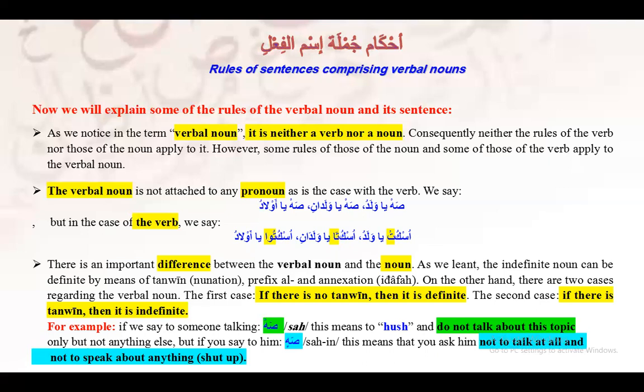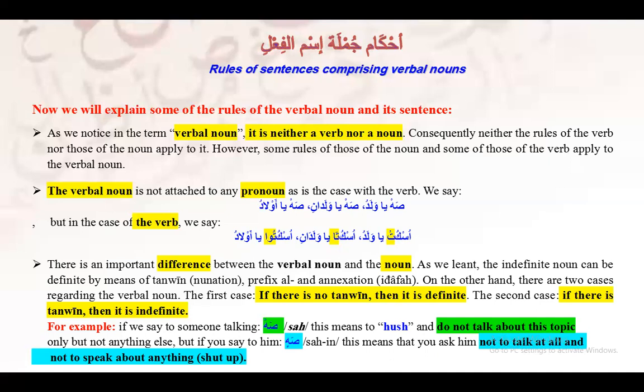Okay, the indefinite noun can be made definite. How? Before, we said that we change tanween, nunation. But on the other hand, there are 2 cases regarding the verbal nouns. The first case, if there is no tanween, then it's definite. In the verbal noun, if there is no tanween, it is definite. If there is tanween, then it's indefinite.